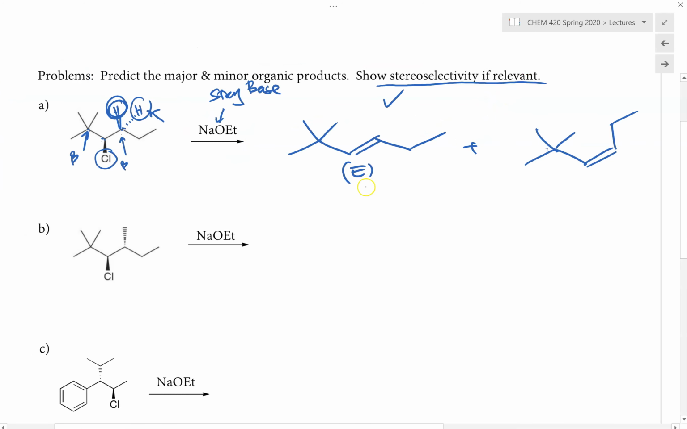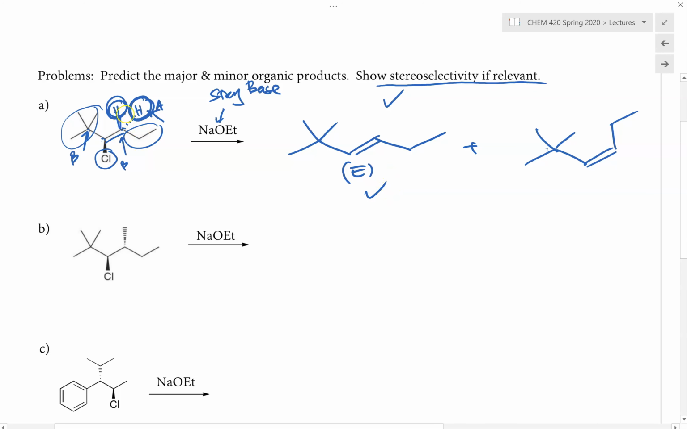So in this problem right here, this product will be the product when this hydrogen is being removed. Let's call this hydrogen A. When hydrogen A is being removed, we'll be forming the double bond across, and these two groups will then be on the opposite ends of the double bond, and that will be that product.